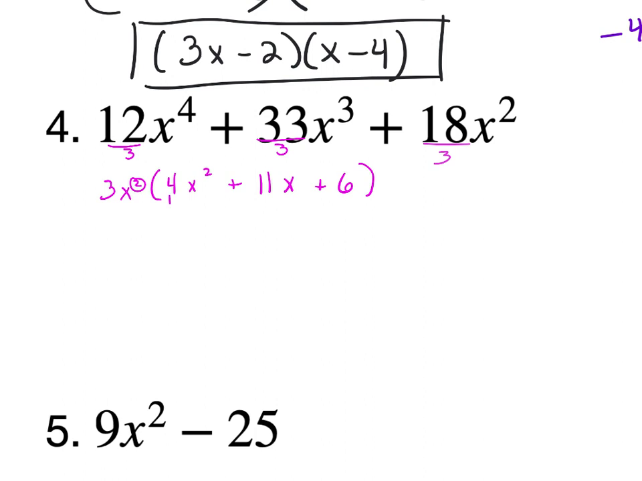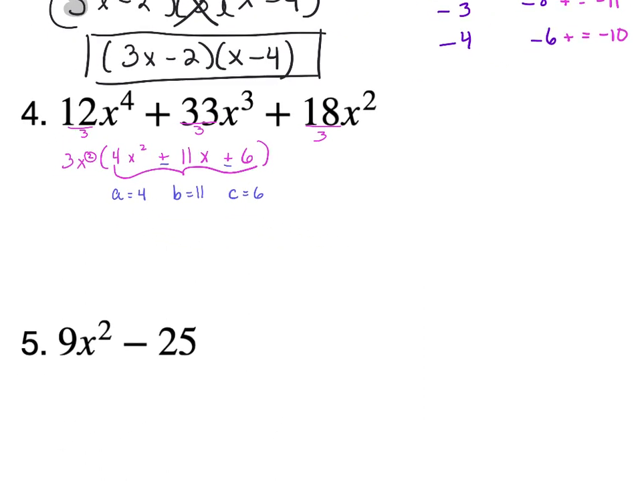All right, now we're going to do exactly what we just did on the previous problem. A is 4. It's not a 1, so we're going to have to do A times C. B is 11, and C is 6. This time everybody's positive, so our R and S are going to be positive numbers. So let's calculate A times C over here. A times C would be 4 times 6. That's 24. So we've got to go for a 24 with our R times S.